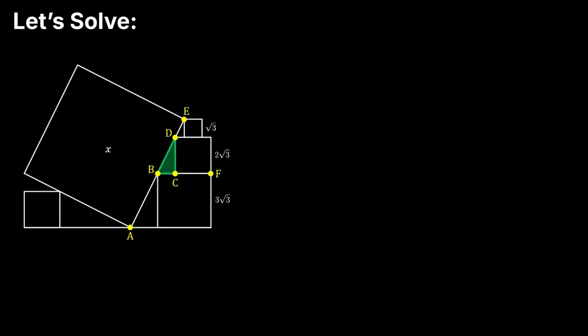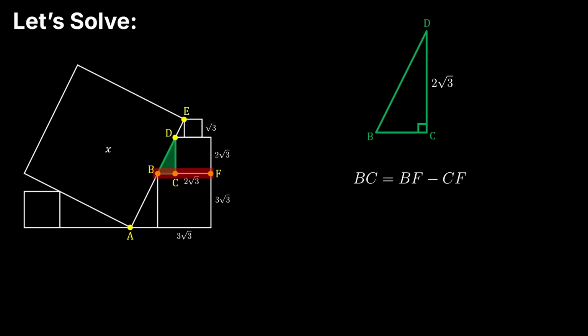Let's take a closer look at this triangle BCD. We'll pull it out of the diagram, label the vertices, and mark it as a right triangle. We know that the height of this triangle, CD, is 2 times the square root of 3 from before, and we'll move around a couple labels in our diagram to make it easier to find BC. BC is simply BF minus CF. Fortunately, these are side lengths that we already found. BF is 3 times the square root of 3, and CF is 2 root 3. 3 root 3's minus 2 root 3's is just 1 root 3. So let's take this root 3 and label the base of our triangle.